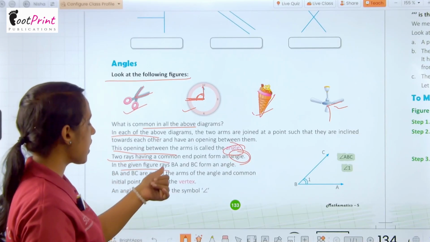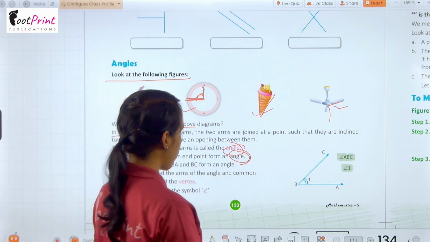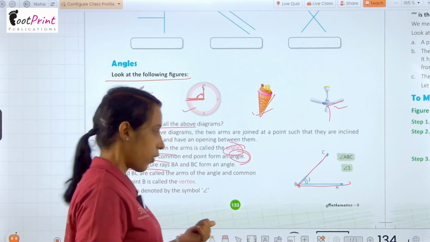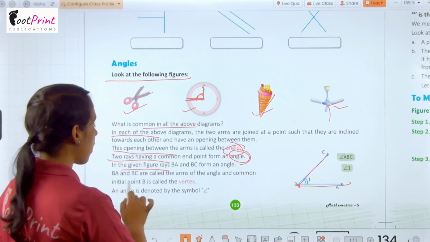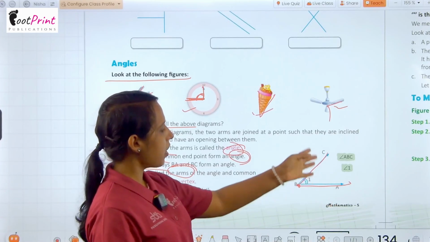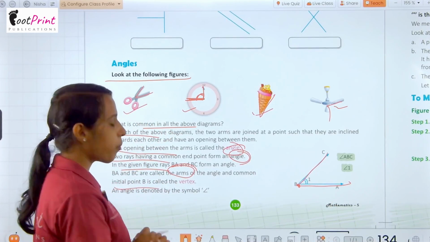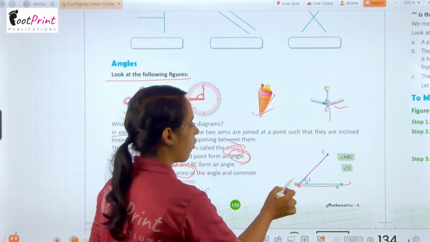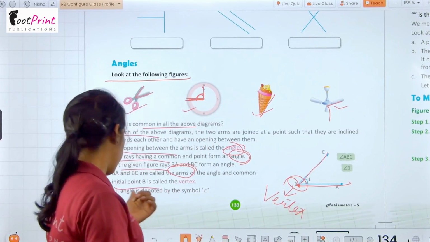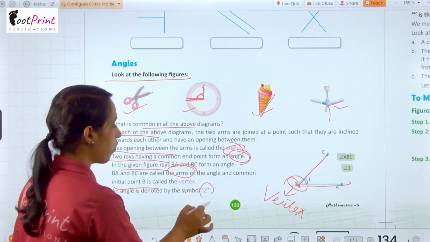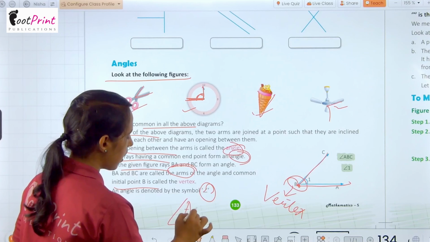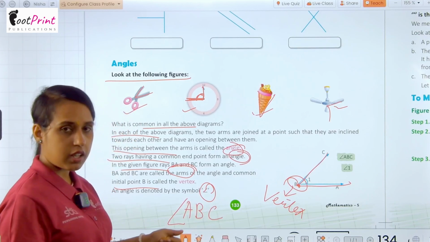In the given figure, rays BA and BC form an angle. So here we have 2 rays that are meeting at a point B. Okay. So these are called arms of the angle, that is BA and BC. Okay. And initial point B जो है, it is called vertex. Okay. This is vertex. Okay. An angle is denoted by the symbol of this. Okay. If I am writing the name of this, so I can write angle ABC. Okay.